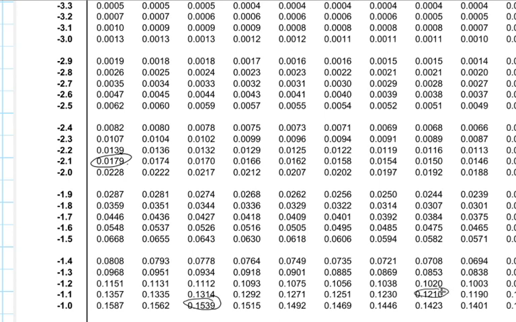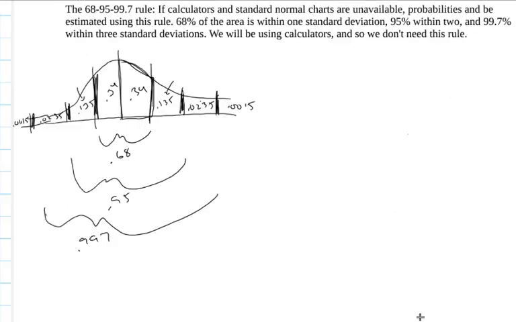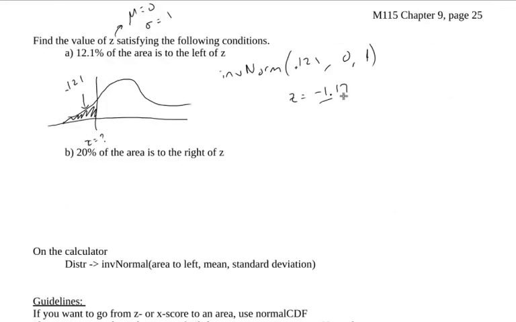And then I just read off my chart. This is negative 1.1, and then this is the 7 column because that's 9, 8, 7. So z equals negative 1.17, which I believe is the same as what we found down here. Yep, negative 1.17. So if we did it on the chart, we could do it that way as well.